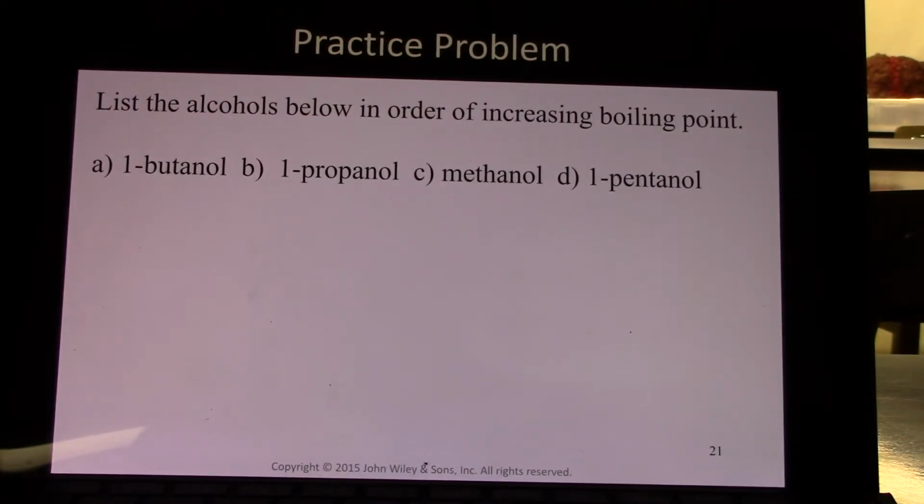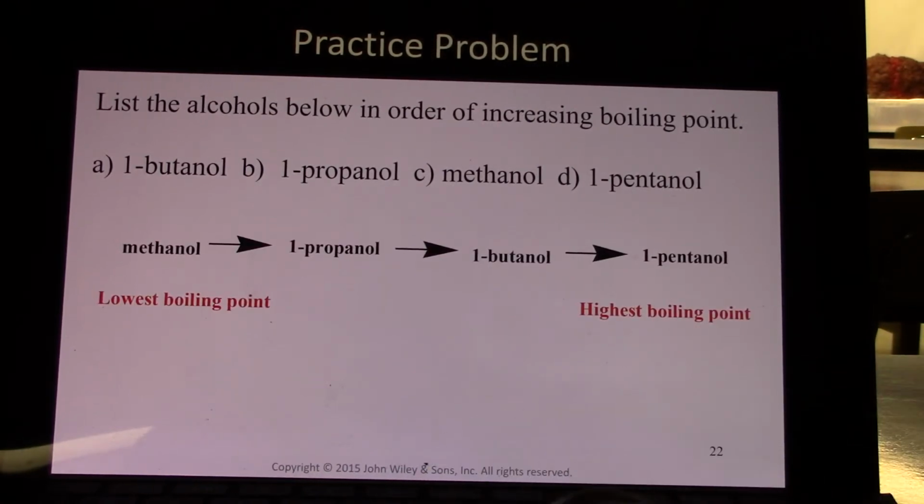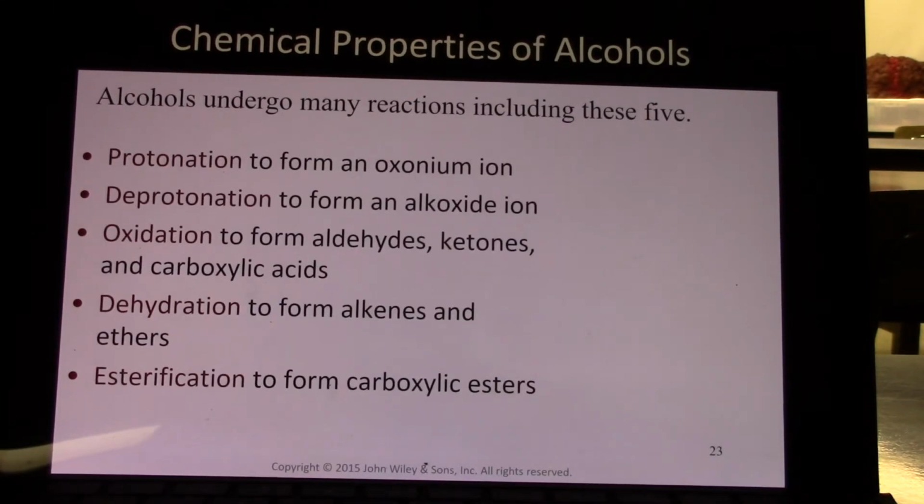So list the alcohols in order of increasing boiling point. Well, methanol is the smallest. It's going to have the lowest boiling point. Then propanol, and then butanol, and then pentanol. None of these are branched. They're all linear, and so we're just going by size. 1 carbon, 3, 4, and 5.